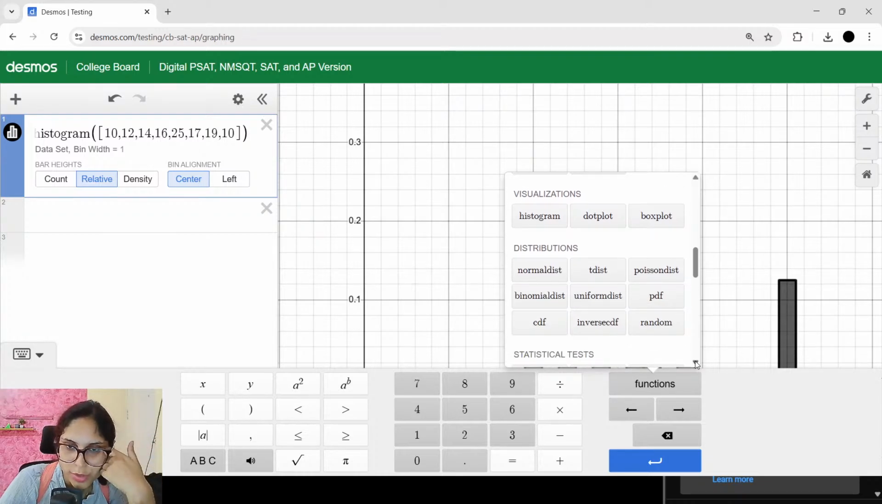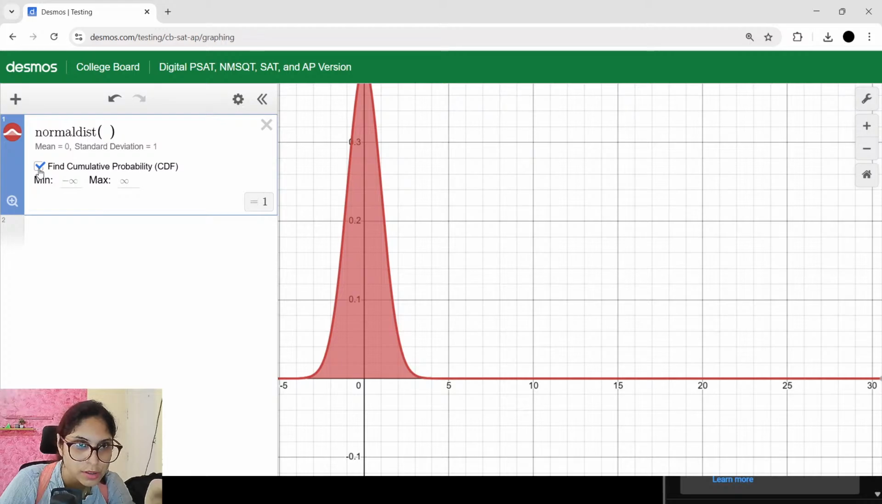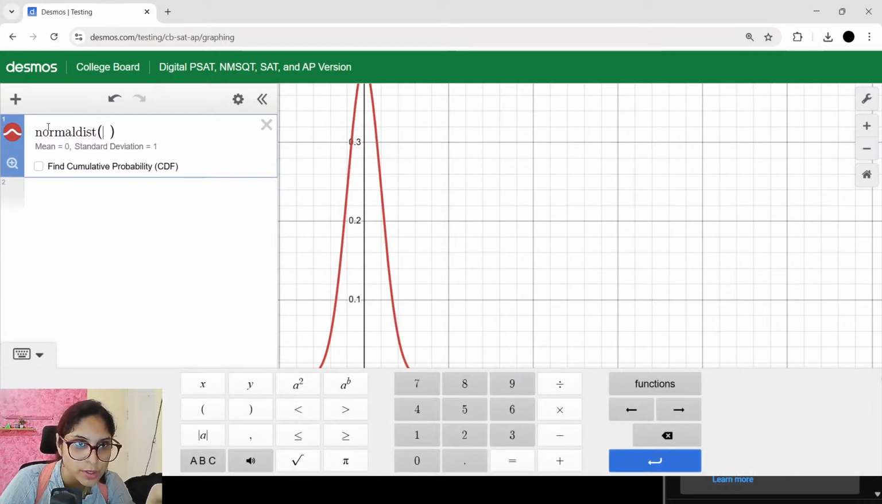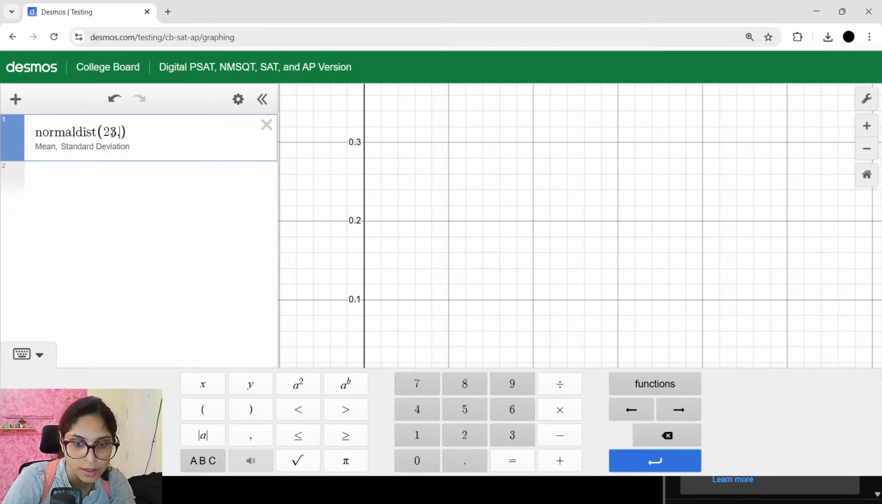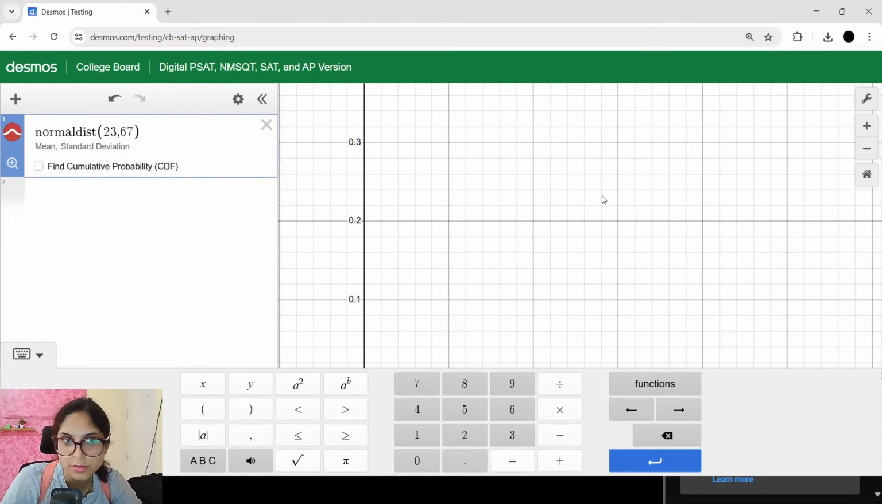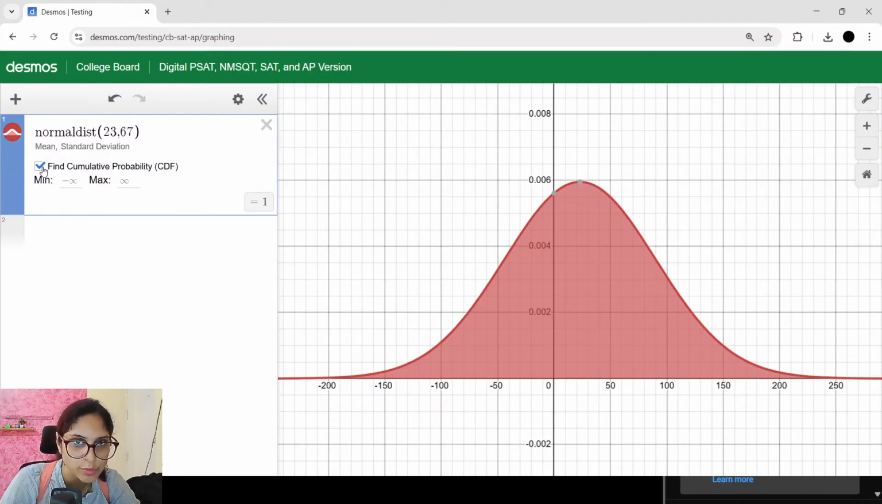Now distributions also, this is your statistics, so you can do your normal distribution. You can find CDF also. You can provide the mean and the standard deviation, for example, 23 is the mean and 67 is the standard deviation. Just click on plus over here, you will see the graph. And if you want to find cumulative probability, it's over here.